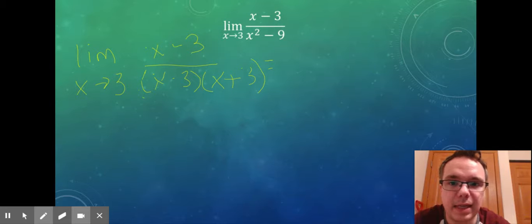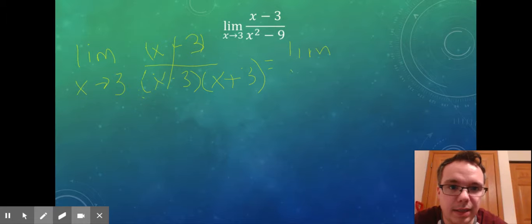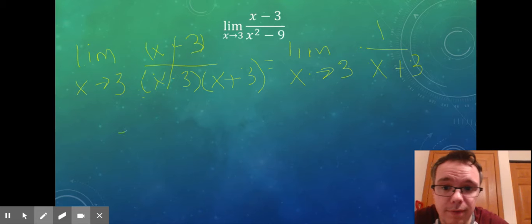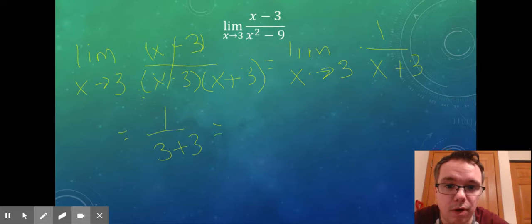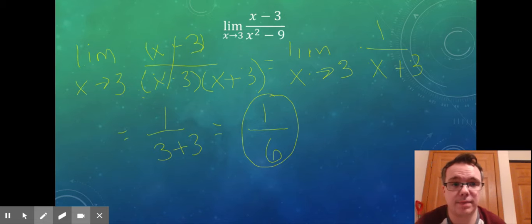What's nice about that is because we're multiplying an x minus 3 and an x plus 3, and we have an x minus 3 on top, the x minus 3's cancel out, and we're left with the limit as x approaches 3 of 1 over x plus 3, which now, if we plug in our value of 3, we get 1 over 3 plus 3, or 1/6. So as x approaches 3, our function is approaching 1/6.